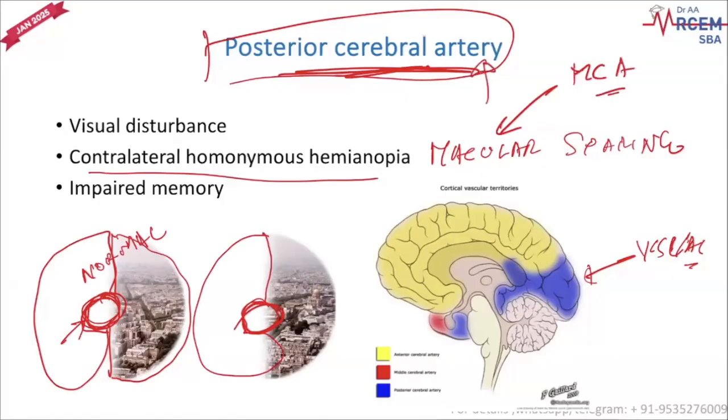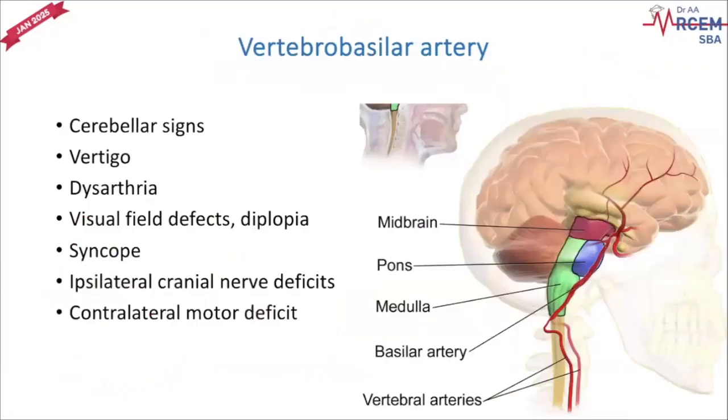So the pathology is in the posterior cerebral artery. There is no pathology in the middle cerebral artery, so that will be supplying it. So the macular vision will be intact. Sometimes memory also might be affected in a posterior cerebral artery stroke.